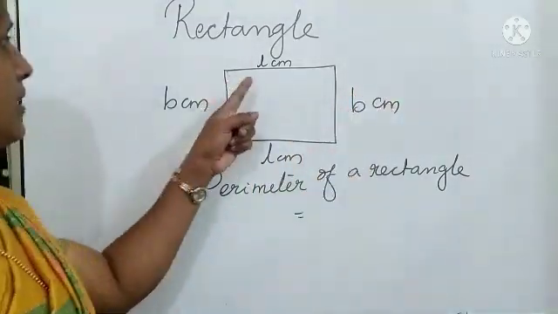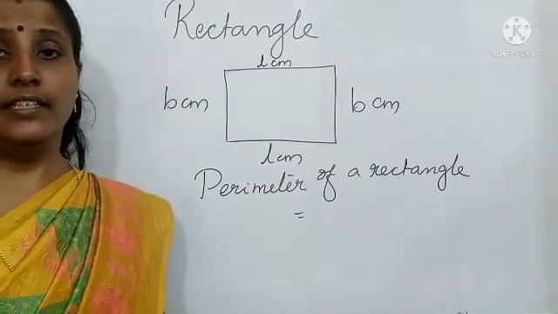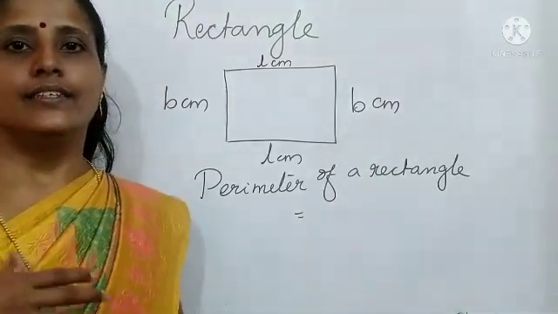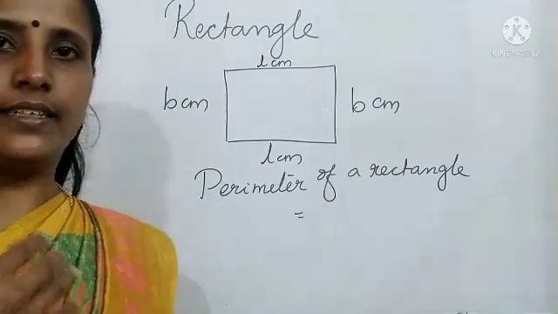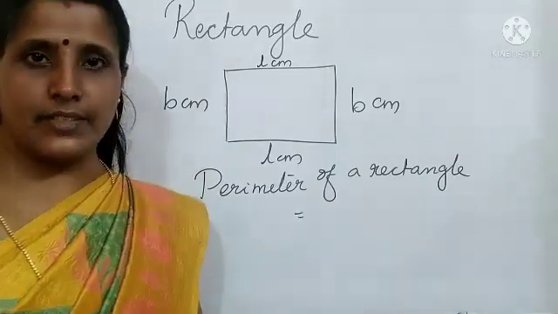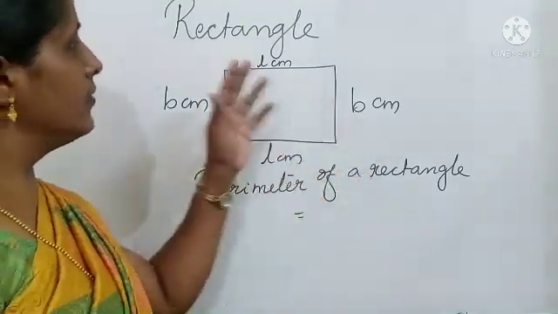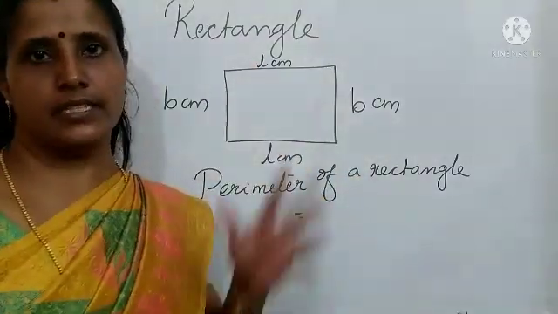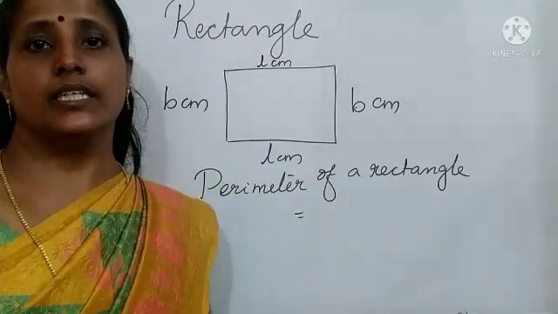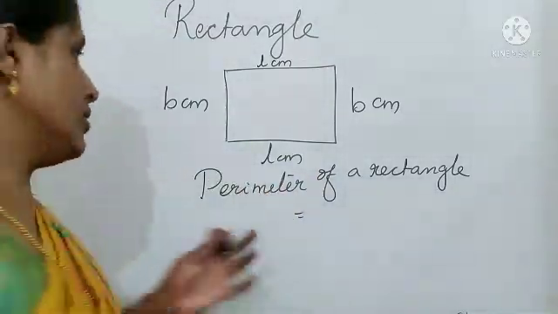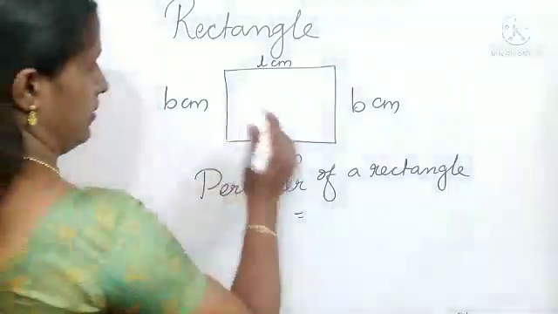Yes. Here why I am mentioning here L and B? Because rectangles are used in different measurements. So if we are using the letters, we can change the numbers. Instead of the letters, we have to use the numbers to find out the perimeter. Understand? So here how can we find out the perimeter of the given figure?